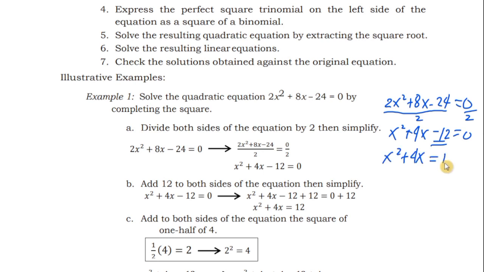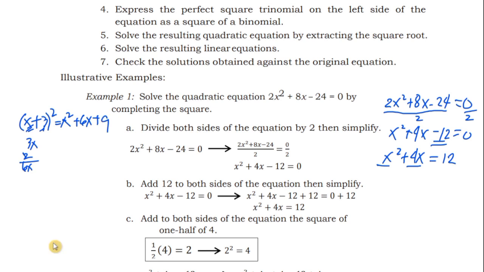Since our task here is completing the square, we are going to identify the perfect square trinomial of these two terms on the left side of the equation. Let us recall: x plus 3 quantity squared. We have the square of the first term, which is x squared. Multiply the x and the 3, we have 3x, times 2, we now have 6x. Then the square of the second term is 9.